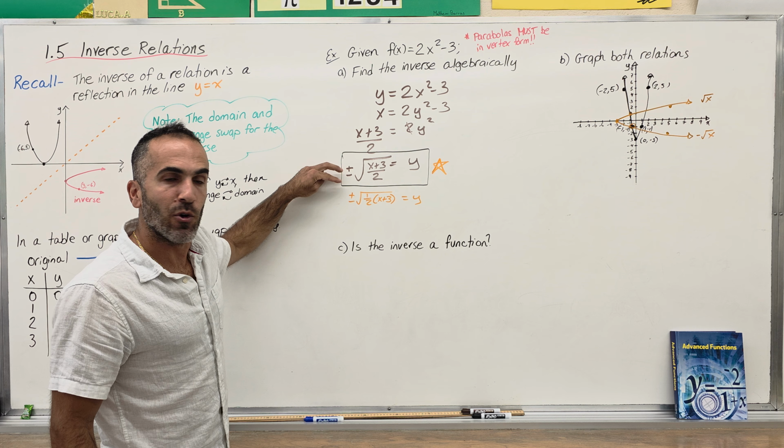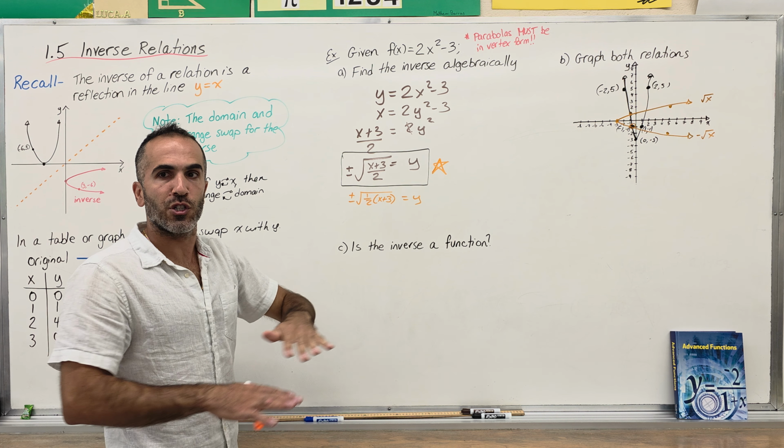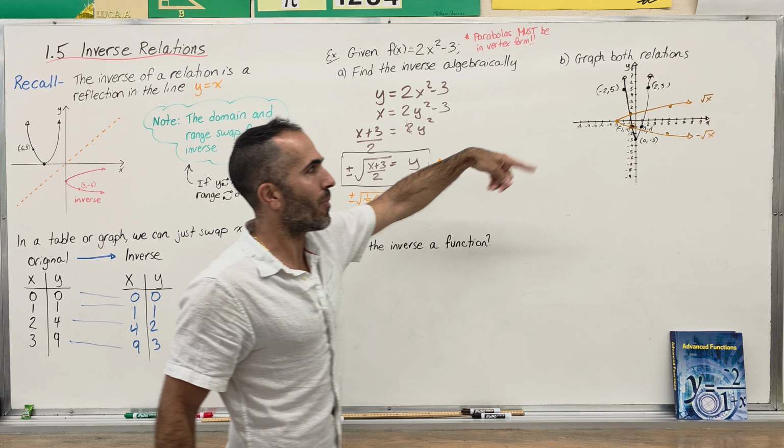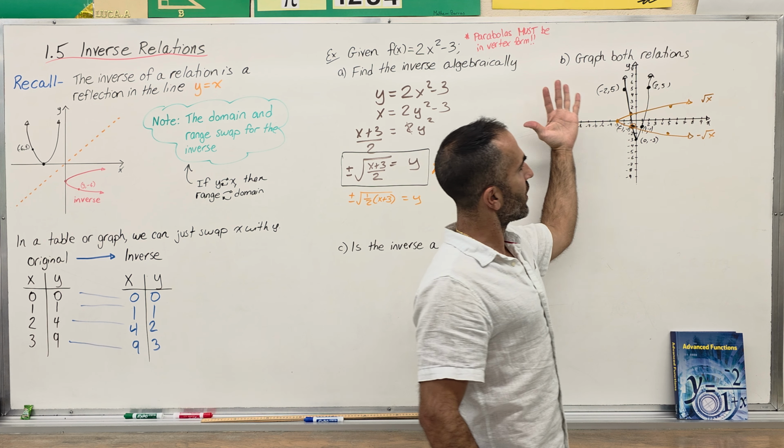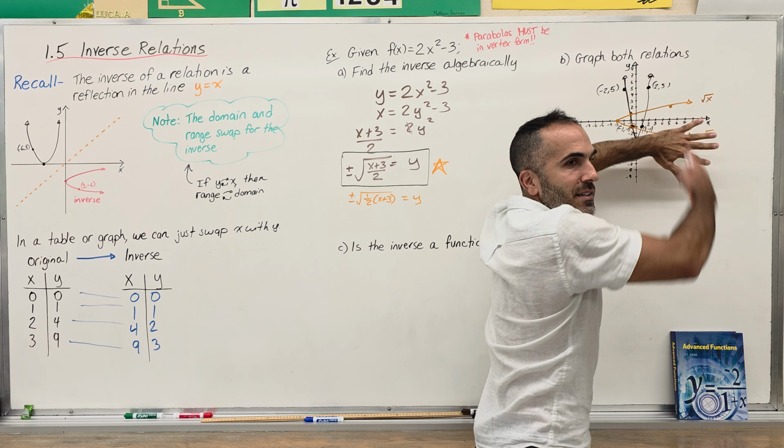And every single time you have a relation that has plus minus, you know for sure you're not going to have a function. This does not pass the vertical line test. The inverse of all parabolas are never functions because you're turning that parabola sideways and it's not going to pass that vertical line test.